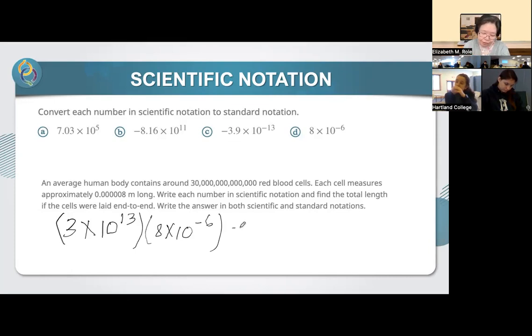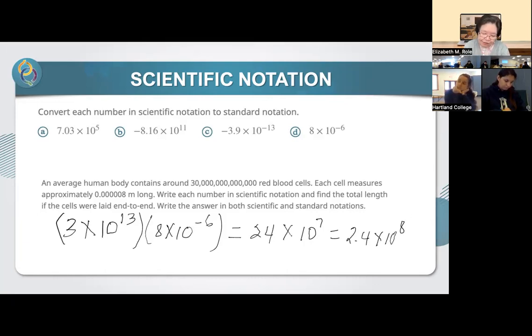And according to the product rules, let's first multiply the numbers. 3 times 8 is 24, okay? And then what do we do with the exponents? We'll have to add. So 13 minus 6 is 7. But that is not yet the scientific notation, because in scientific notation your number should be less than 10. So this will now be 2.4 times 10 to what power? The 8th power. Yes.